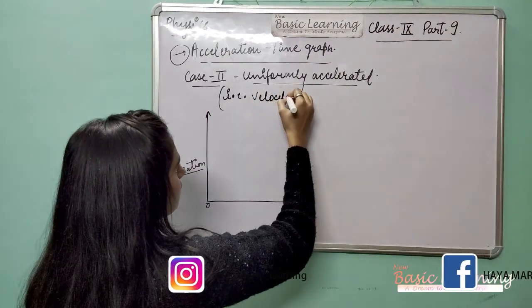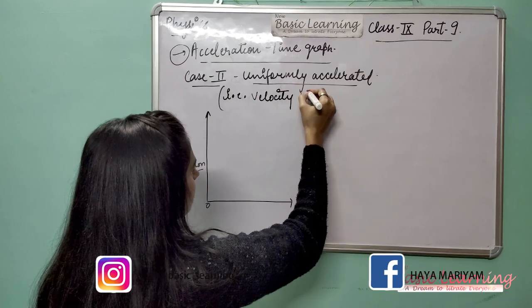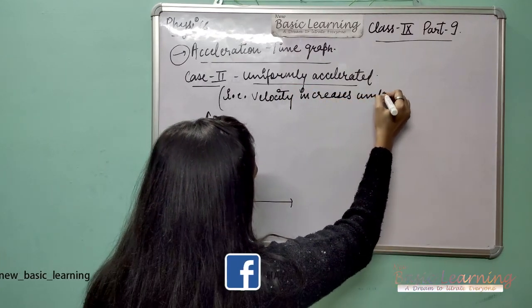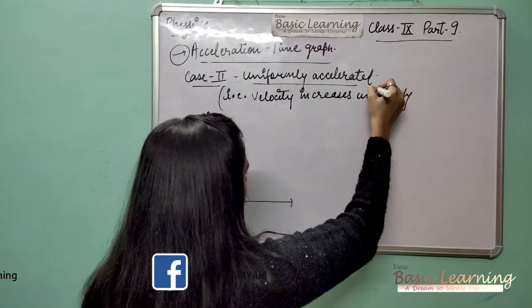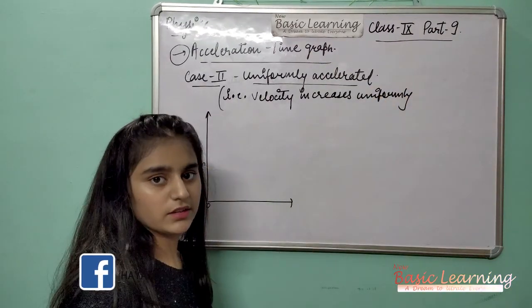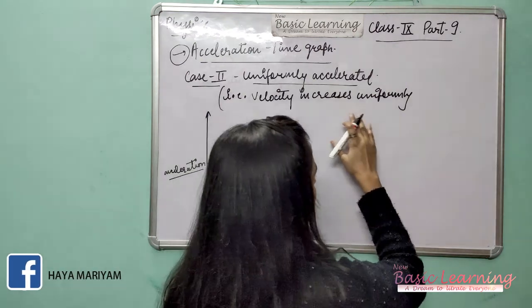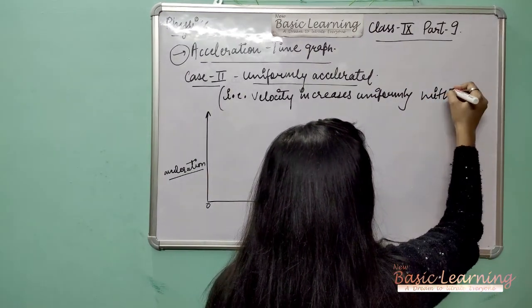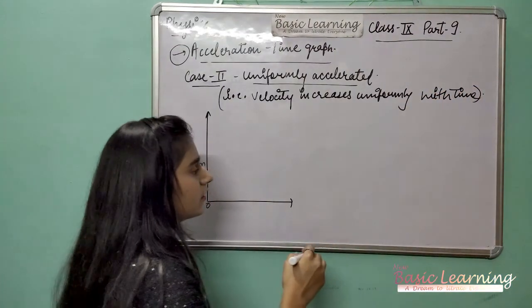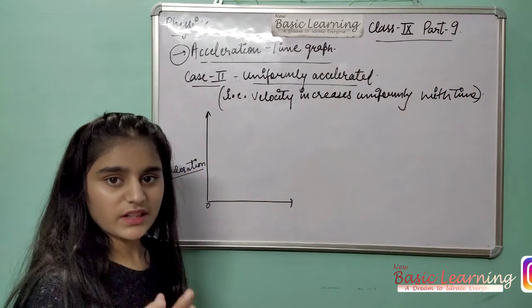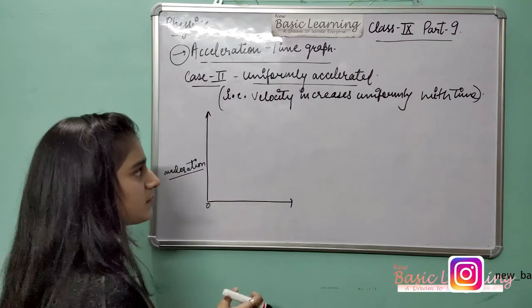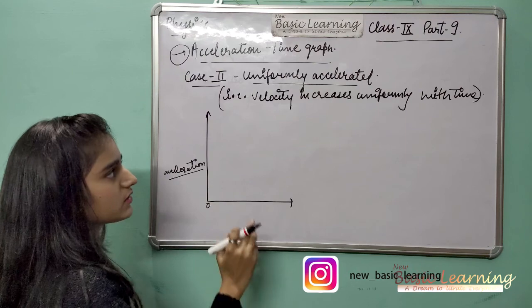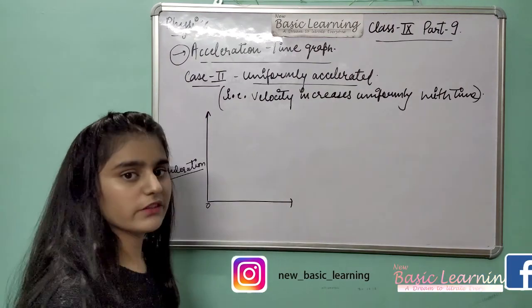Velocity increases uniformly. That means it is following some pattern to increase. It increases uniformly with time. It is not that it increases randomly or decreases randomly. It is following some pattern so that the velocity is increasing uniformly with time.